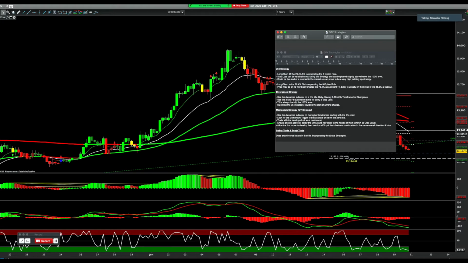So if you're getting at the 127.2, you're looking for it to go back to the 100%. In terms of pips, that will vary because it depends which time frame you're using. The higher the time frame, generally the bigger the move, the bigger the range. So the potential for a bigger target, which is great.